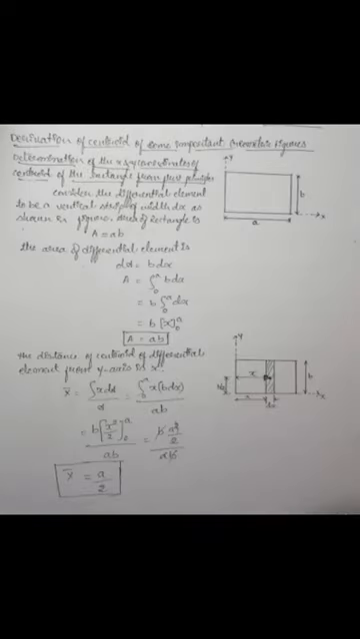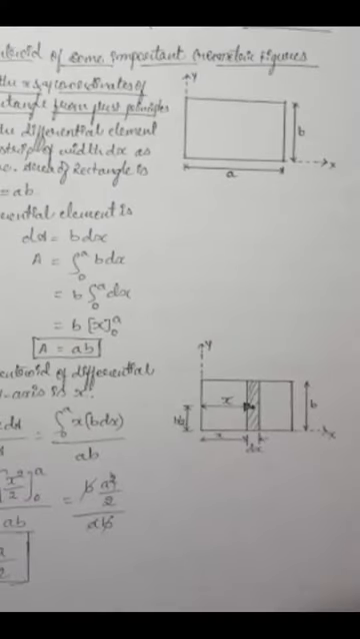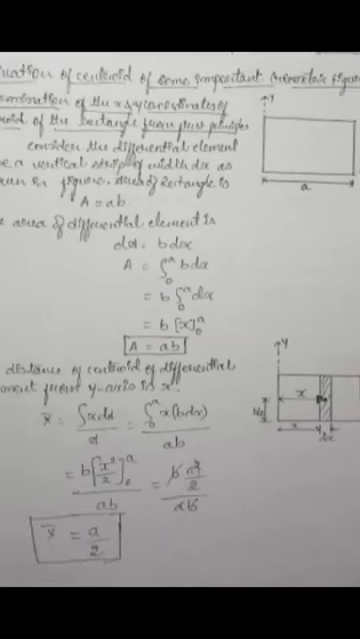What are a by 2 and b by 2? You see here, a is the length, b is the breadth. So a divided by 2 is along the x-axis and b divided by 2 is along the y-axis. So anything which passes through the x-axis and y-axis exactly at the center is nothing but the length divided by 2 and breadth divided by 2, which will be x bar and y bar. So this is about the centroid of a rectangular section.